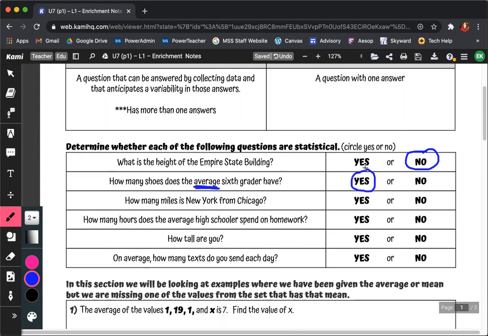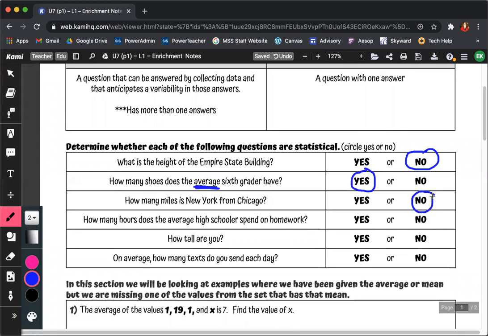How many miles is New York from Chicago? Yes, you could play the what if game and say, what if I'm going from this part of Chicago to this part of New York, or that part of Chicago to that part of New York? We're just saying, let's say we had one location to another location. That is not statistical. There's going to be one direct answer.